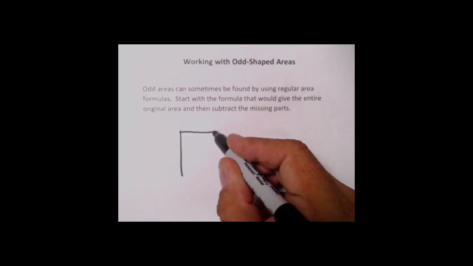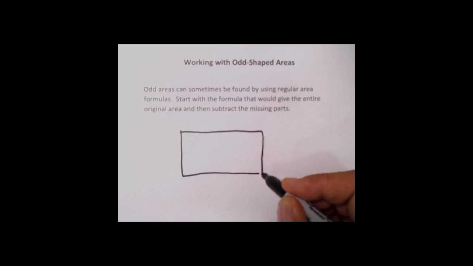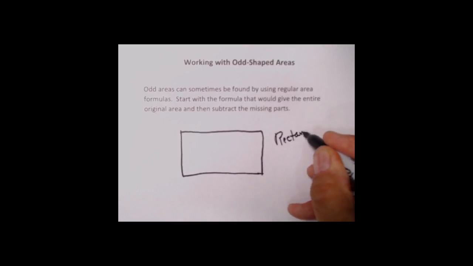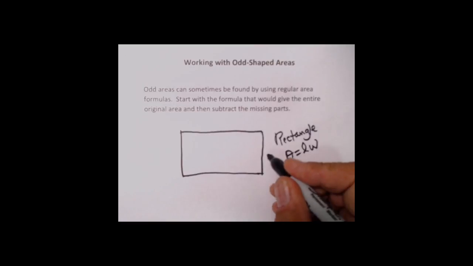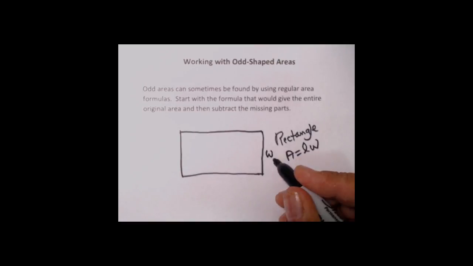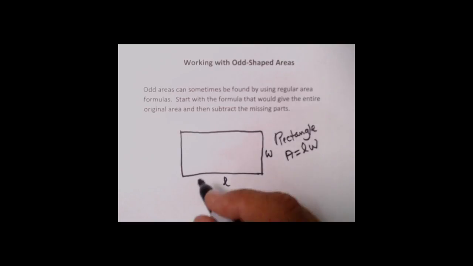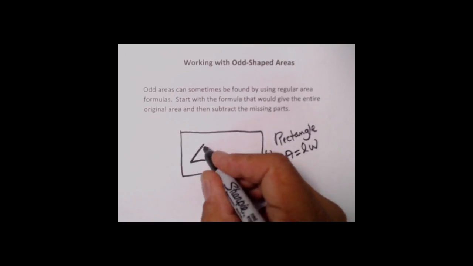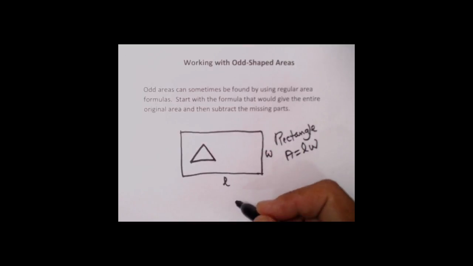Let's say we had an original rectangle here. Here's the rectangle, and we know about a rectangle that the area equals length times width. Here's the width, the shorter side, and the length is the longer. Now, let's say that we have a triangle inside this, and what we did was cut out this triangular shape.